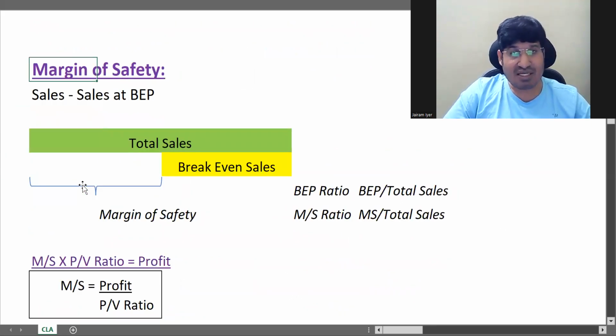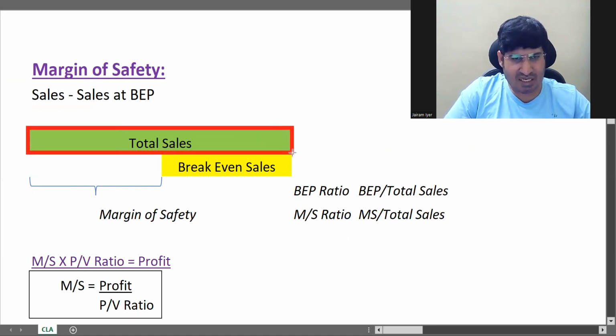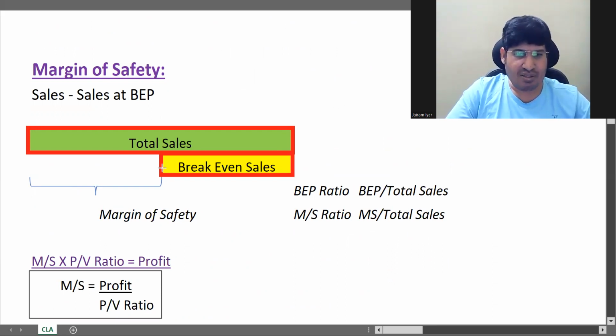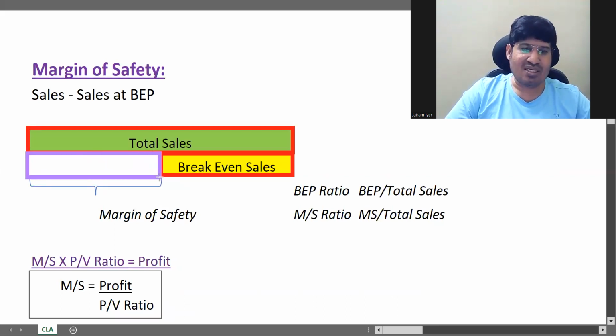Okay, next thing is margin of safety. It is sales minus break-even sales. So here in this diagram you can see the green one, this is the total sales. From this, if you remove the break-even sales, this part remaining will be your margin of safety. So one is total sales minus break-even sales.